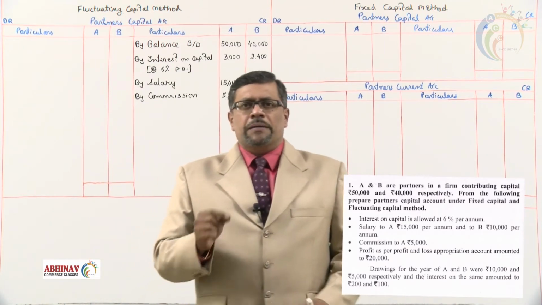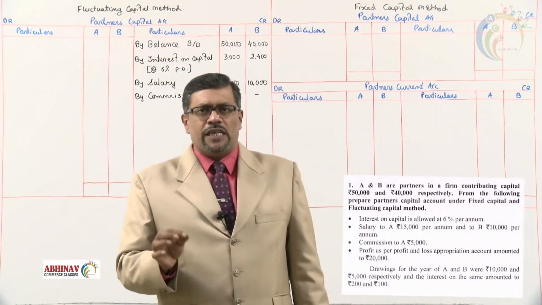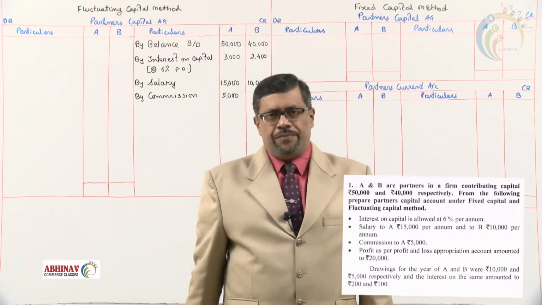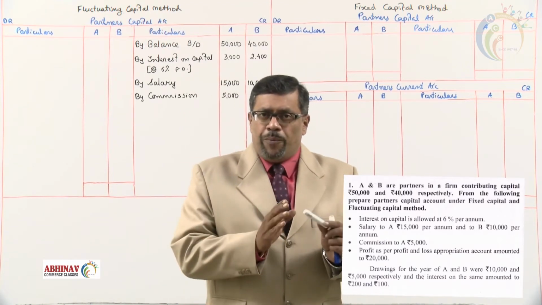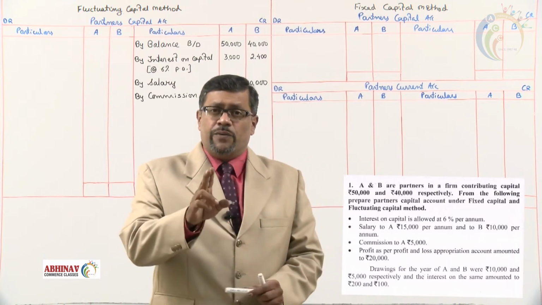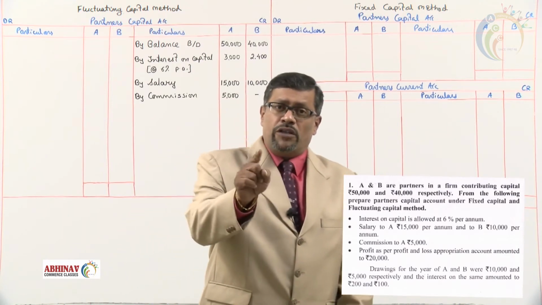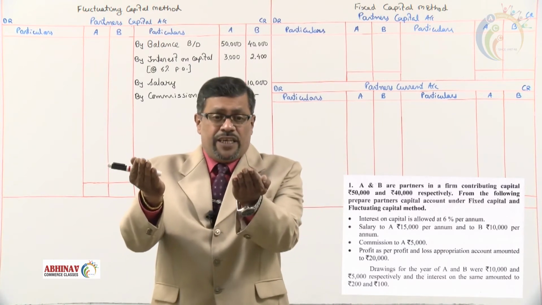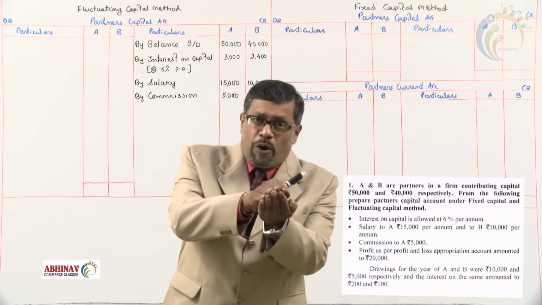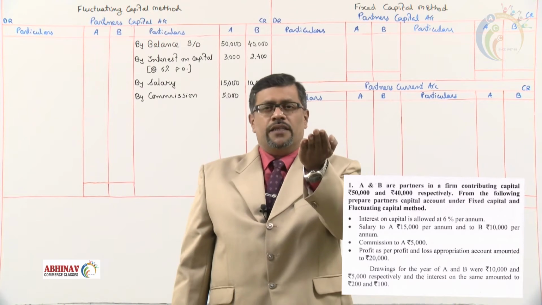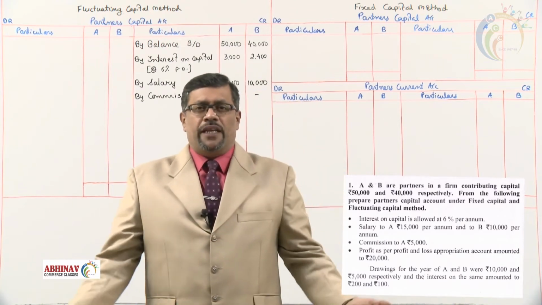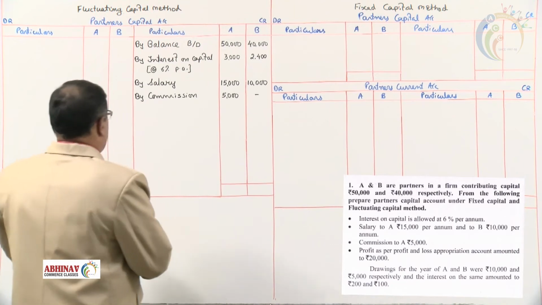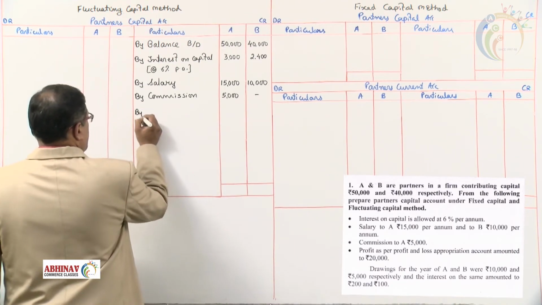Next, profit as per profit and loss appropriation account amounted to rupees 20,000. Appropriation account, profit is given 20,000. We should distribute among the partners and transfer it to capital account. So again, when partners get the share in the profit, capital balance will increase. Increase in capital is increase in liability, we will credit that by profit and loss appropriation account.